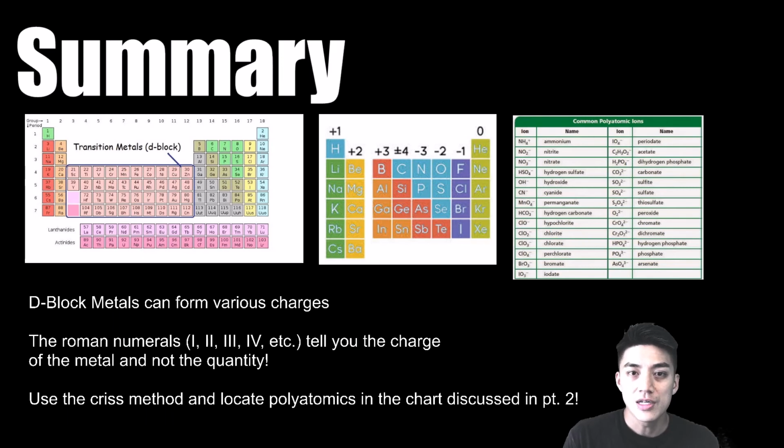So in short summary, D block metals can form various charges, and they have multiple types of cations. Their charges are not set in stone like alkali and alkaline earth metal families. As a result, they rely on a Roman numeral system in chemistry to tell you the charge. And keep in mind, it's always the charge and not the quantity of the metal in the formula. You're still going to look at their charges, use the crisscross method. If you have polyatomics involved, you're going to use that chart that we discussed in part 2, crisscross the charges, write down what you see, simplify the charges, and it's that easy.